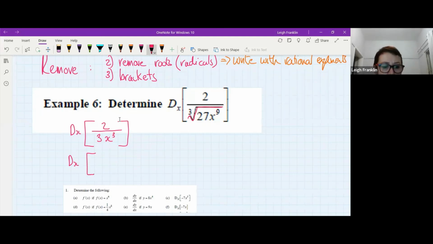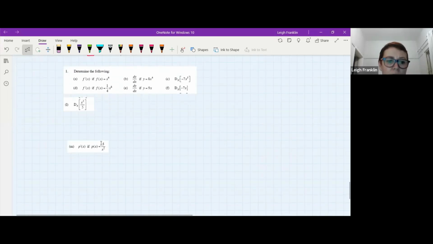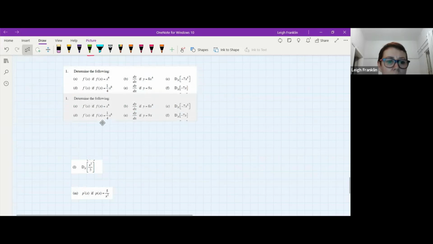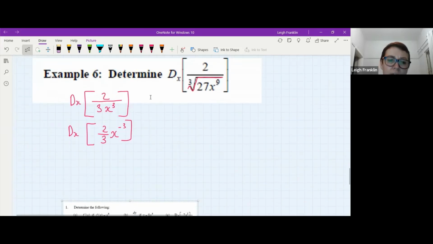So I'm going to keep my notation as it is. I'm going to pull 2 over 3 off and separate my coefficient. X goes into the numerator and I change the sign. Now I am ready to differentiate.